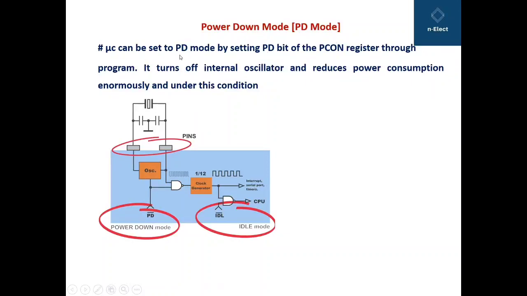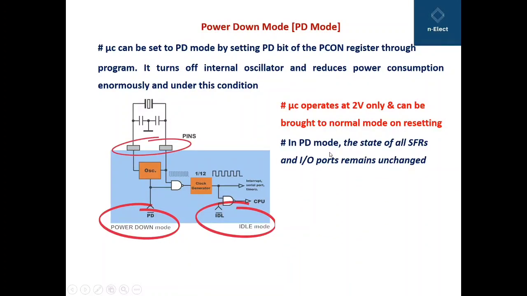Microcontroller can be set to PD mode by setting the PD bit of the PCON register through the program. As we already said, only through software can it be activated. It turns off the internal oscillator. As you can see here, the power down mode, the PD is shown with a bar. So when it is activated, this oscillator will be turned off, and it reduces the power consumption enormously, to a large extent. Under this condition, the microcontroller operates at only 2 volts and can be brought to normal mode on resetting the microcontroller.